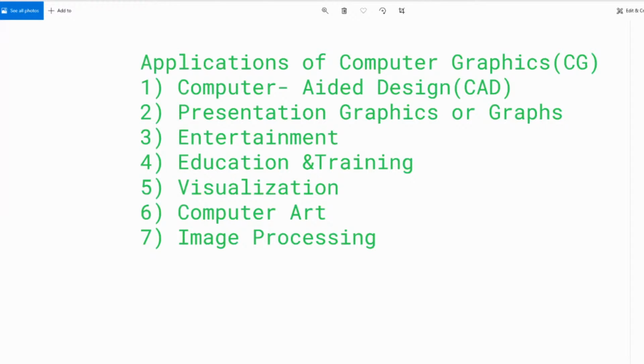Next, we'll see what are the software used in computer graphics. One second.